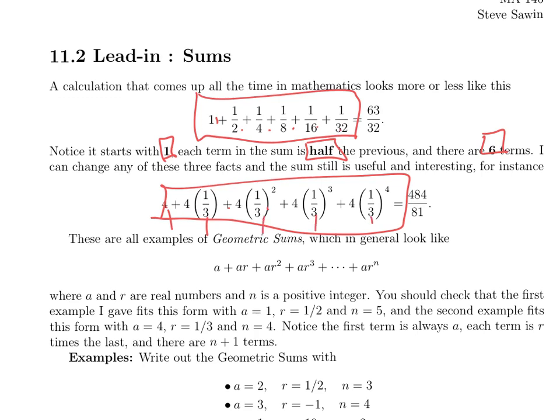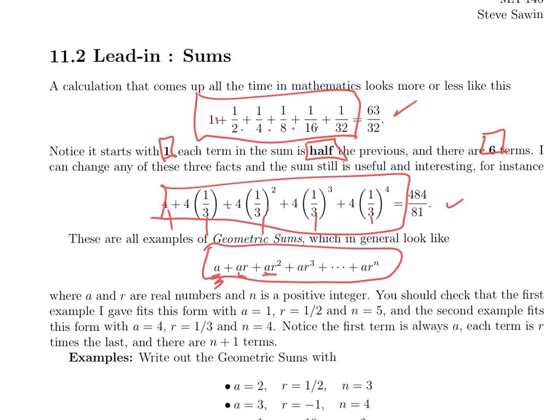All sums of this sort are called geometric sums, and I can write them like this. A is my name for the starting number, which was 1 in the first example and 4 in the second. R is what you multiply each term by to get the next term. So you multiply A by R to get AR, you multiply AR by R to get AR squared, and so on. R was 1/2 in the first example and 1/3 in the second example.